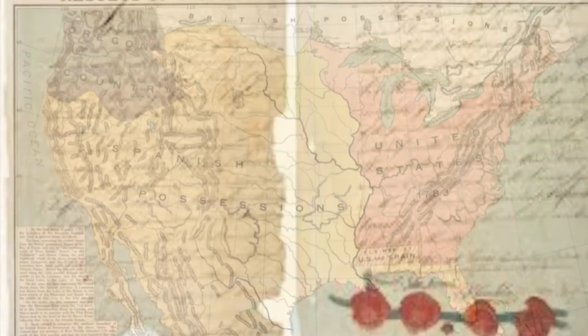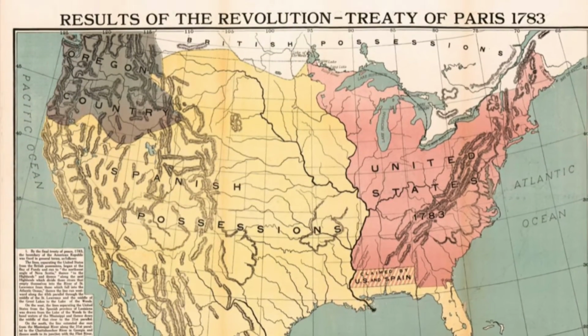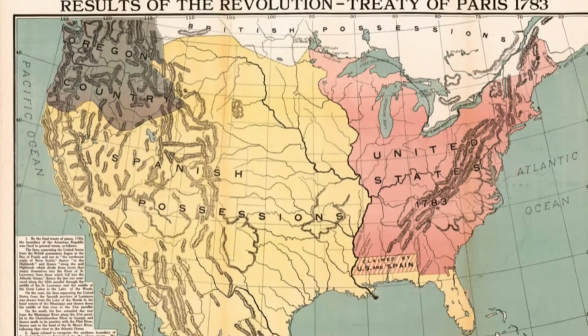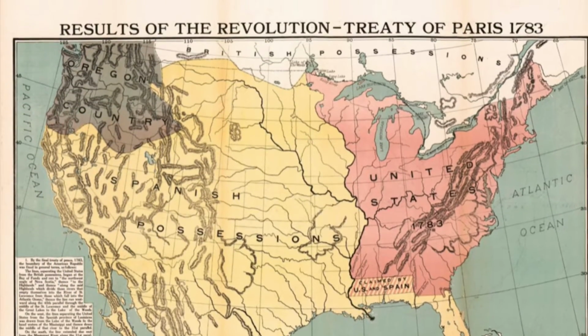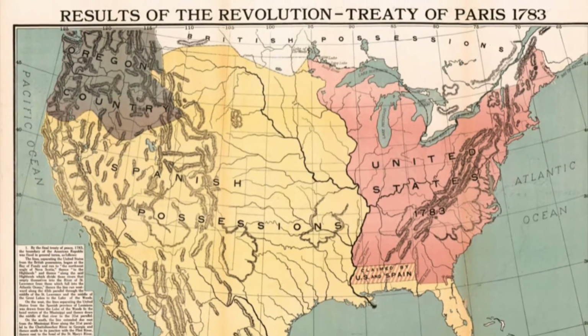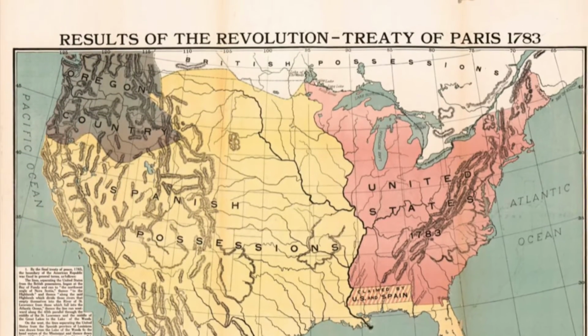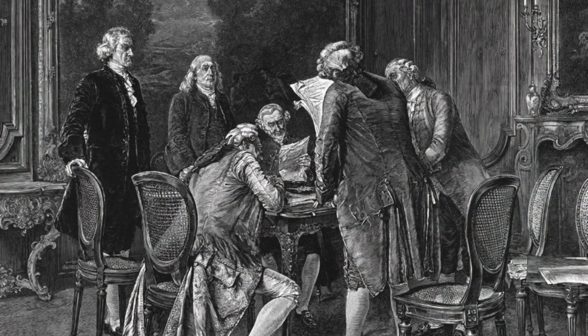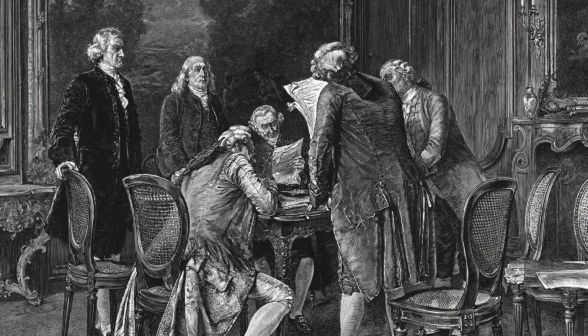Two months later, the key details had been hammered out, and on November 30th in 1782, the United States and Britain signed the preliminary articles of the treaty. France signed its own preliminary peace agreement with Britain on January 20th in 1783. And then in September of that year, the final treaty was signed by all three nations and Spain. The Treaty of Paris was ratified by the Continental Congress on January 14th in 1784.